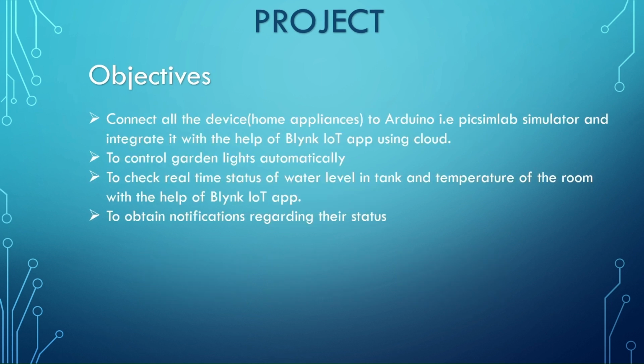Now the project's objectives: connect all the device to Arduino, that is Pixim Lab Simulator, and integrate it with the help of Blynk IoT app using cloud. Control garden lights automatically, and check real-time status of water level in tank and temperature of the room with the help of Blynk IoT app to obtain notifications regarding their status.